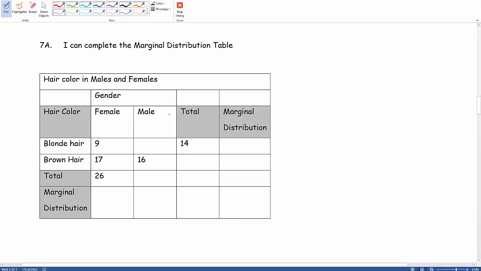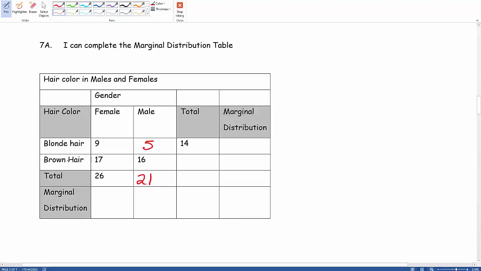Now, when we're looking at the male with blonde hair, right now we know that there are 9 females with blonde hair, and that the total is going to be 14 for this row of people with blonde hair. So that forces that there has to be 5 males that have that blonde hair. Now looking at the total for just the males, we know that there are 5 males that have blonde hair, 16 that have brown hair, then that forces that there are 21 males in general. We would just add going down.